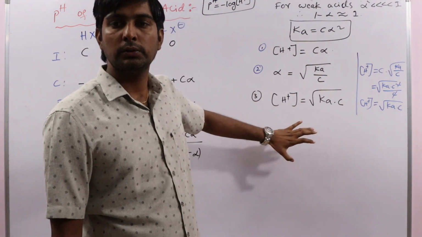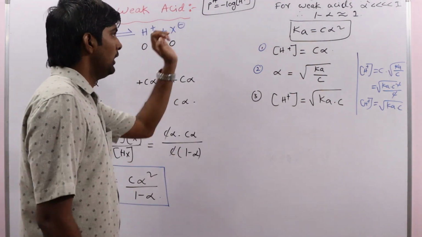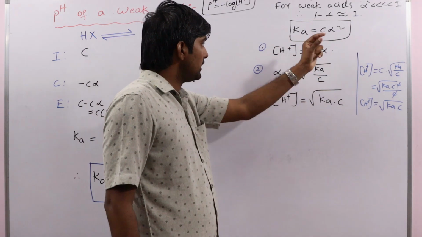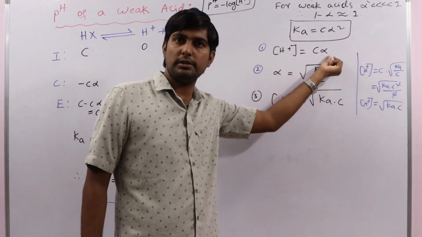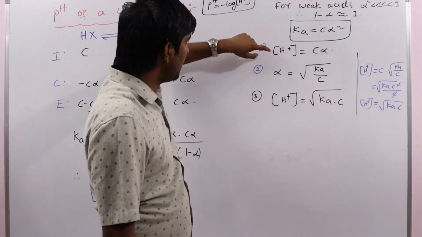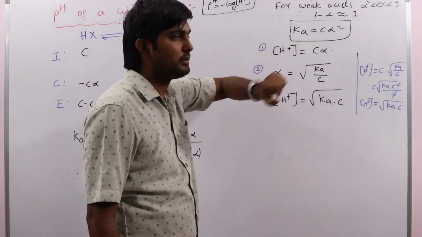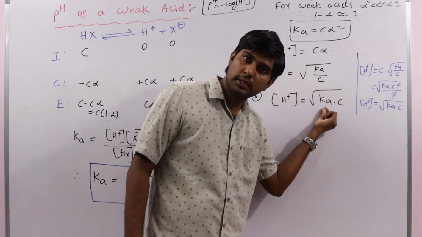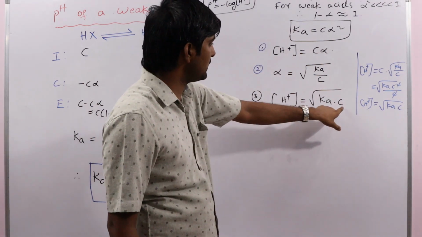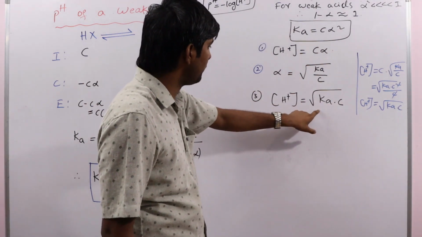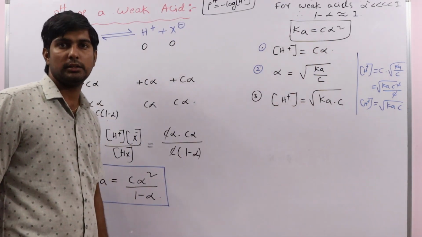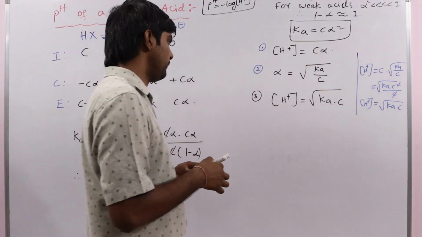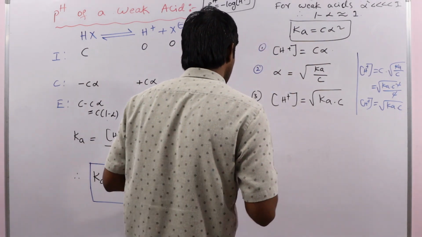So depending upon the provided information, we have to use the suitable relation. Very important. So many times questions are asked. If initial concentration and degree of dissociation is given, if they ask you to find H plus ion concentration, use this relation. If they have provided acid dissociation constant and initial concentration of the acid, use this relation to find the H plus ion concentration. So you should be careful depending upon the information.